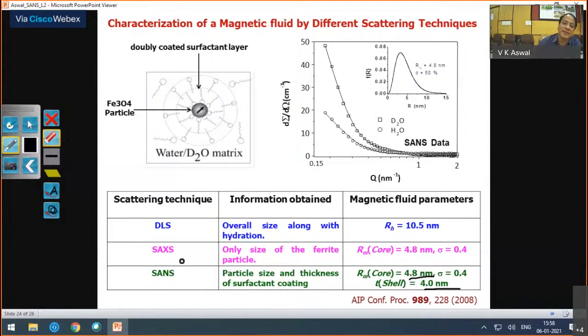So the only suggestion would be that you should use as many techniques as possible, because at the end, information from these scattering techniques comes from the model you assume, and the model will be more reliable when you use as much information as is known about the system. And for that, it is always advisable to use as many techniques as are available to you.